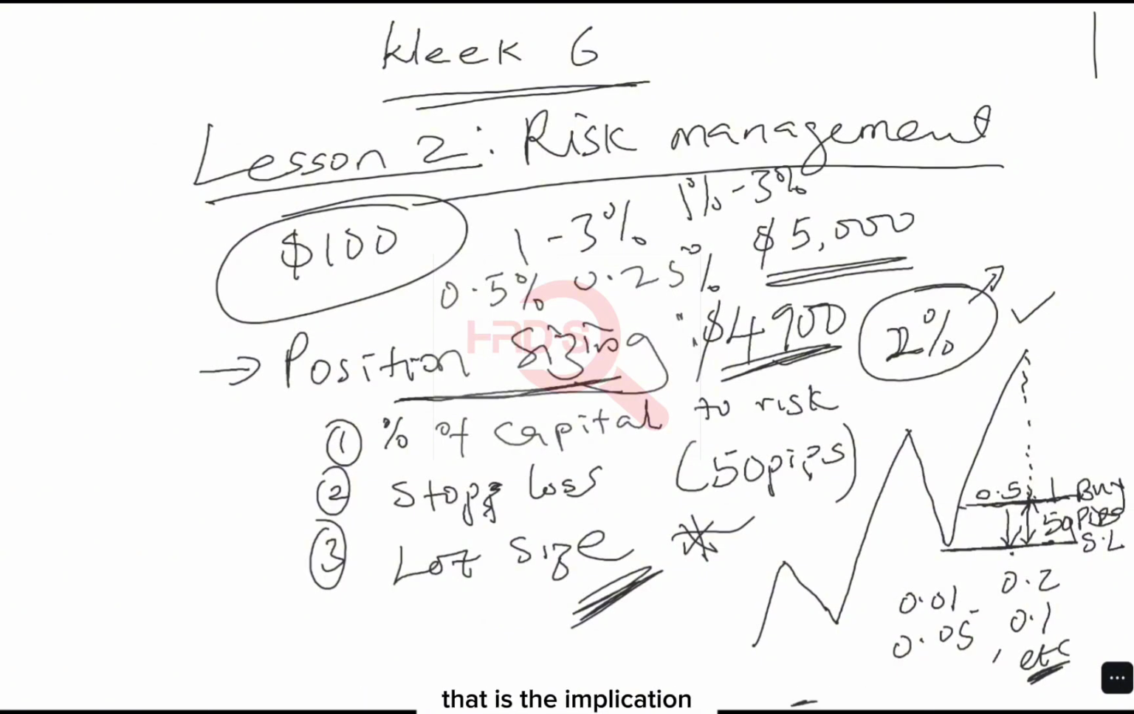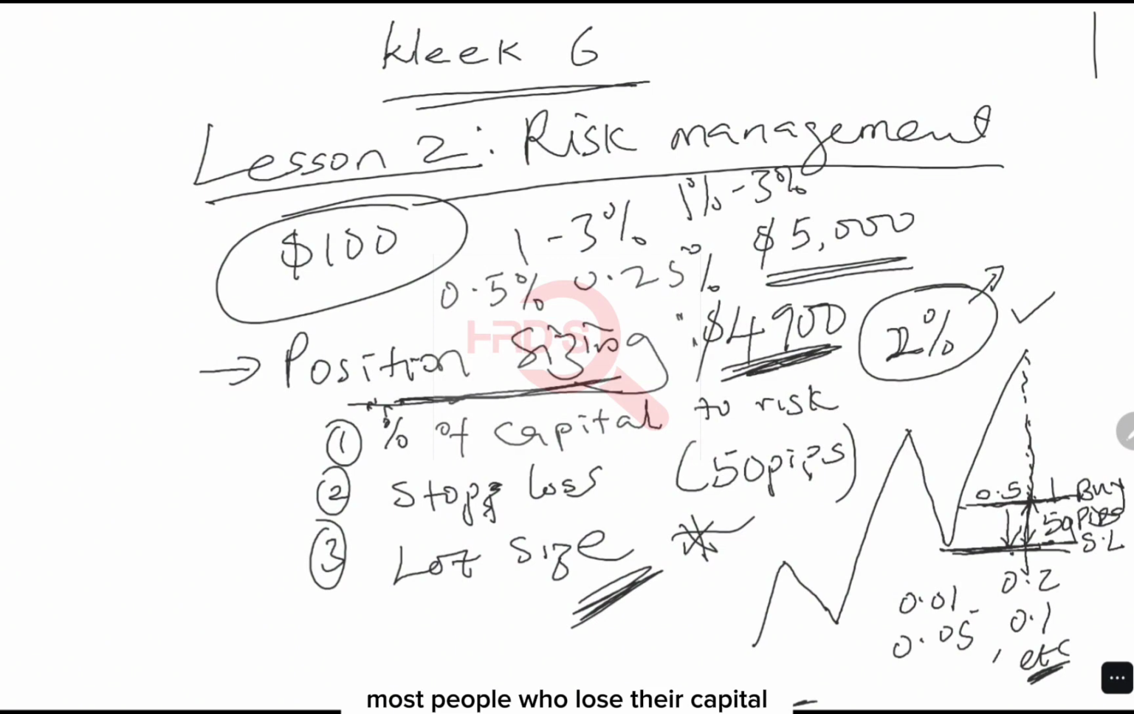That is the implication. Now, assuming I did not use a stop loss, what will happen? When price goes beyond here, I will be losing more than $100. SL is your insurance. Never ever trade without a stop loss. That is the essence of this calculation.